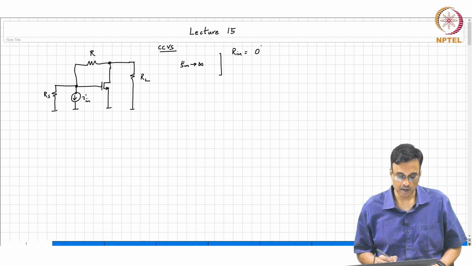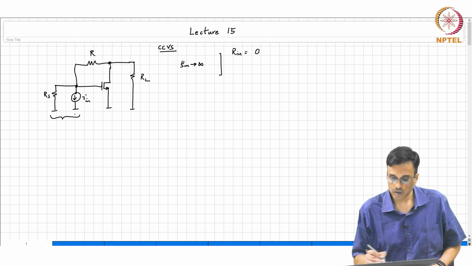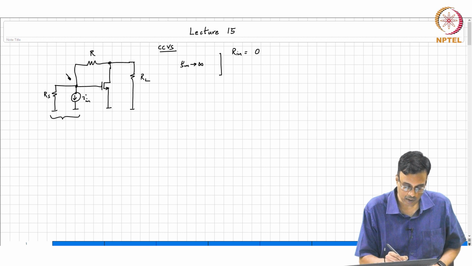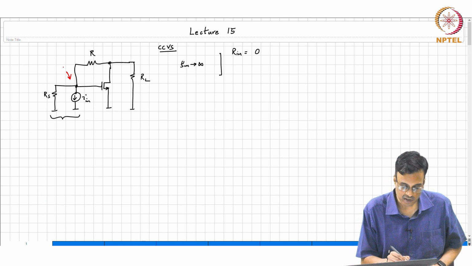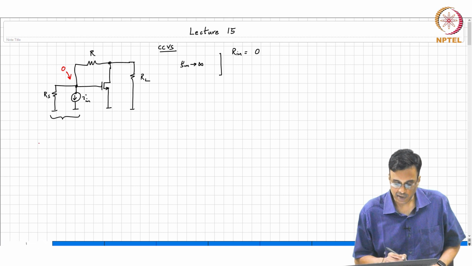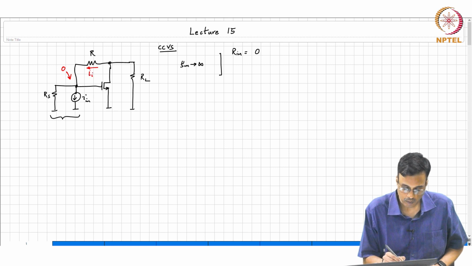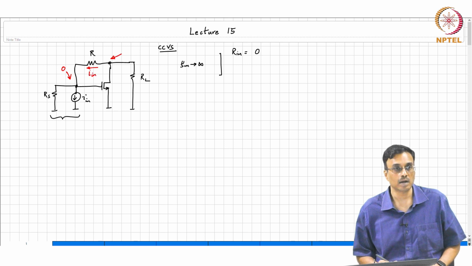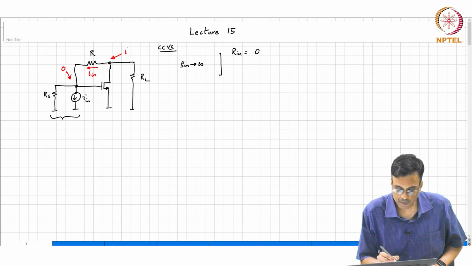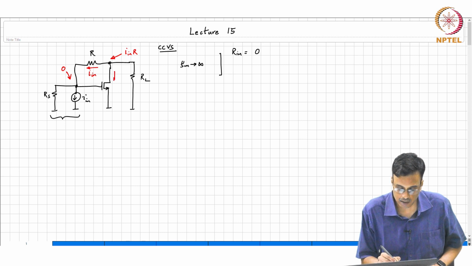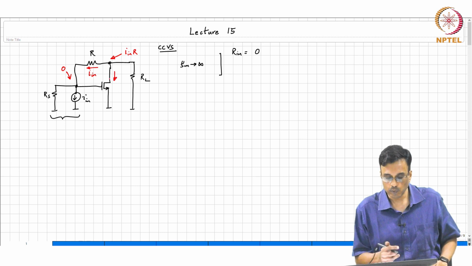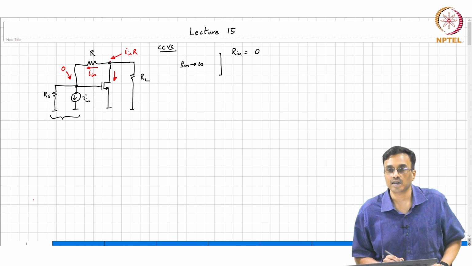Input resistance seen by the source here is 0. What comment can we make about the incremental voltage there? Incremental voltage there is 0. What comment can we make about the incremental current flowing there? IN. What comment can we make about the incremental voltage there? IN times R. What comment can we make about the incremental current flowing here? Very good. Why? Because the output voltage is IN times R.